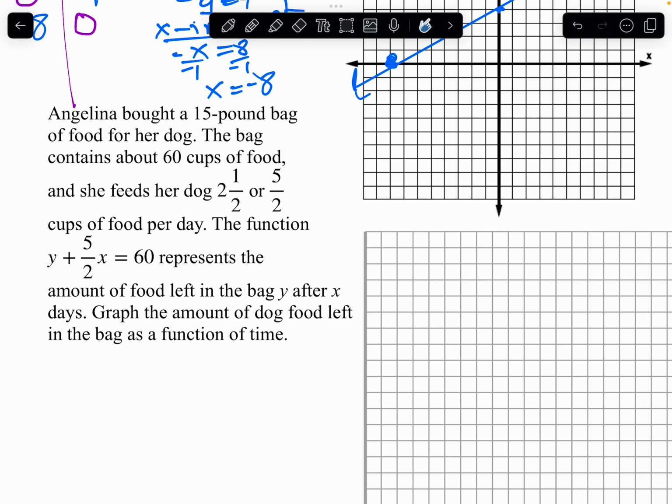Now let's take a look at an application problem with that same value. It says, Angelina bought a 15-pound bag of dog food for her dog. The bag contains 60 cups of food, and she feeds her dog 2.5, or 5/2, cups of food per day. This function, y + 5/2 x = 60, represents the food left in the bag, y, after x days. Graph the amount of food left in the bag as a function of time.